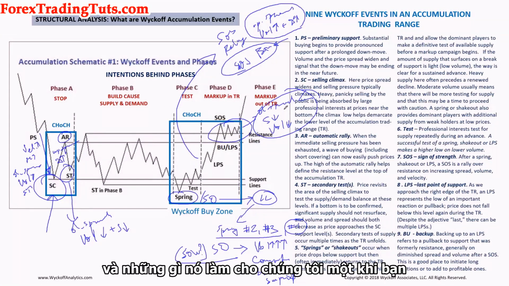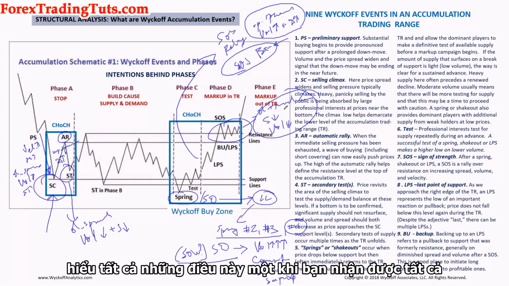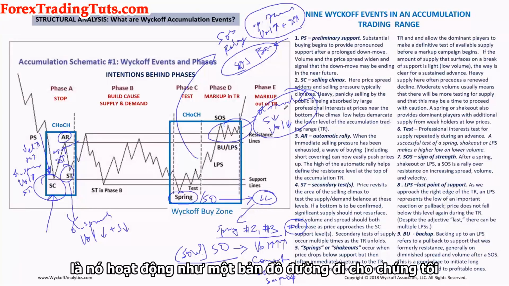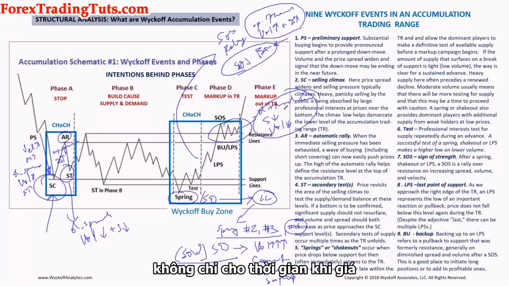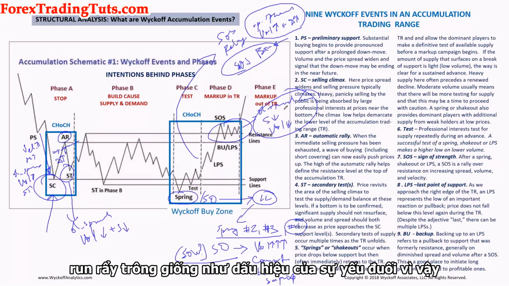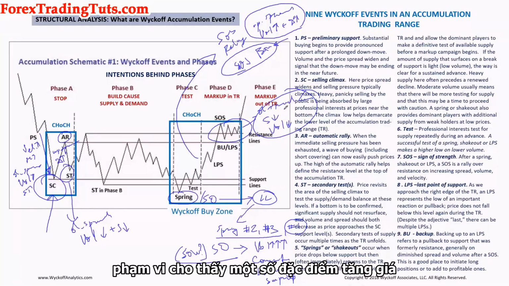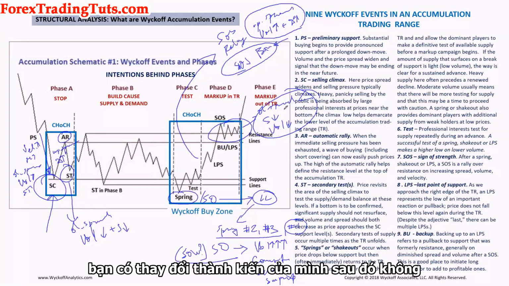And what it does to us, once you understand all of this, is that it acts as a roadmap for us, not just for the timing when the price is leaving the trading range, but for the bias as well. You might be thinking, okay, shakeout looks like a sign of weakness, so it's a bearish bias, but then the price quickly comes back into the trading range and shows some bullish characteristics. Would you change your bias then?